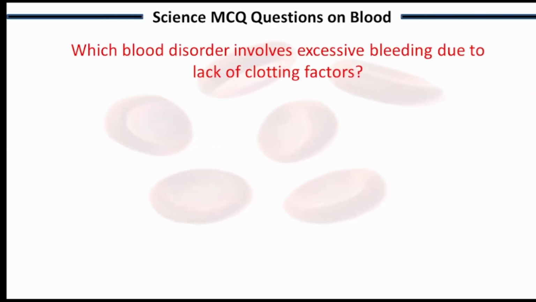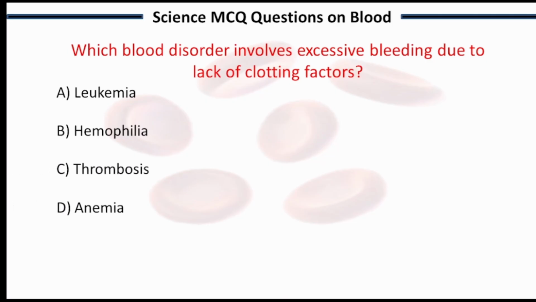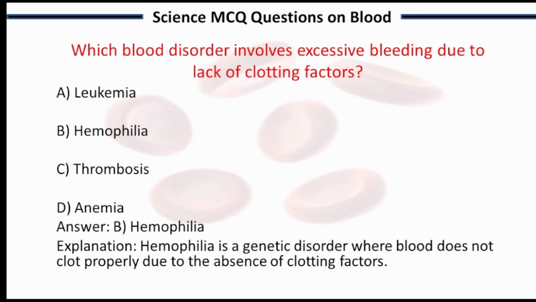Which blood disorder involves excessive bleeding due to lack of clotting factor? A. Leukemia, B. Hemophilia, C. Thrombosis, D. Anemia. Right answer is hemophilia. Hemophilia is a genetic disorder where blood does not clot properly due to the absence of clotting factor.